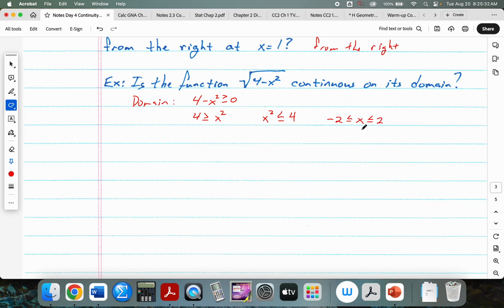Is this function defined everywhere in there? Yeah. And the value of the function and the value of the limit are going to be the same. So the answer to this is yes, but I also want you to look at the graph. I want you to know what this graph looks like the next time you see one like this.